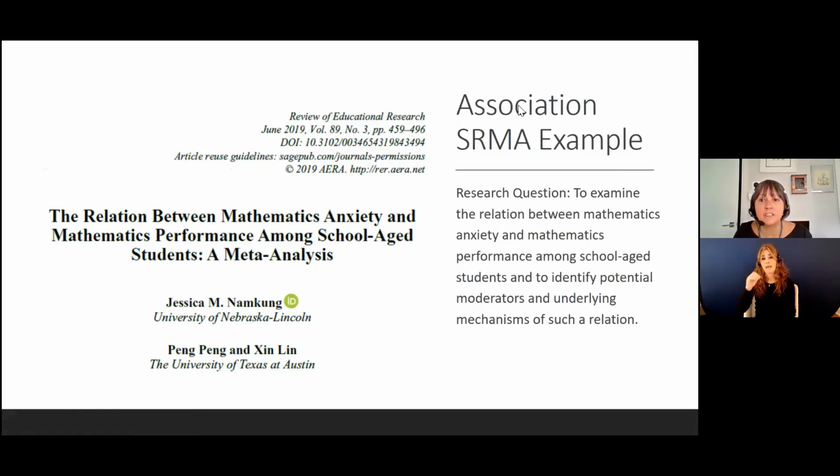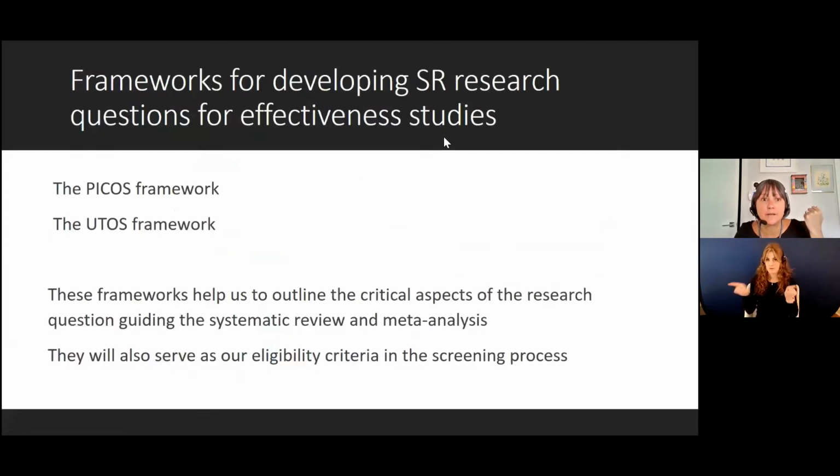And here the question is, really, what is that relationship? How strong is that relationship between math anxiety and math performance in school-age children? And also they were interested in identifying potential moderators and underlying mechanisms of that relationship. So here's an example of a systematic review where the question's really about associations, not about interventions or about differences between two groups.